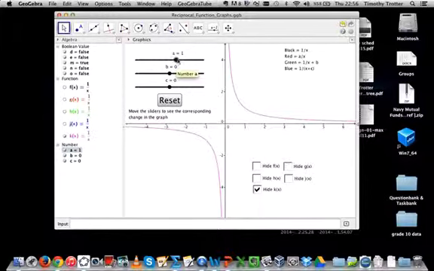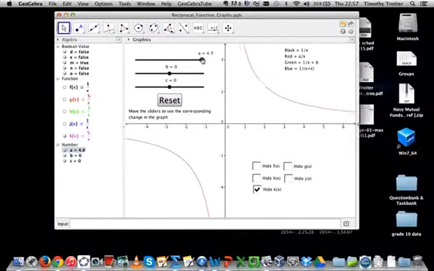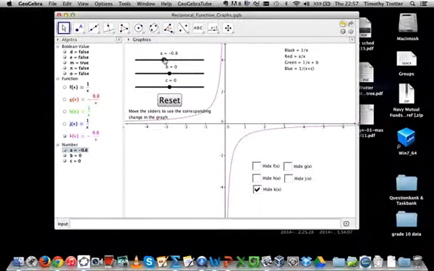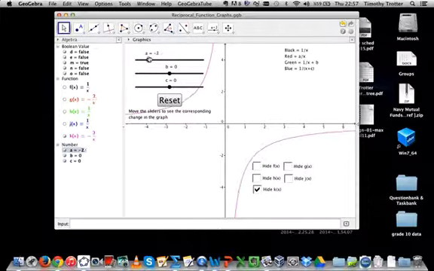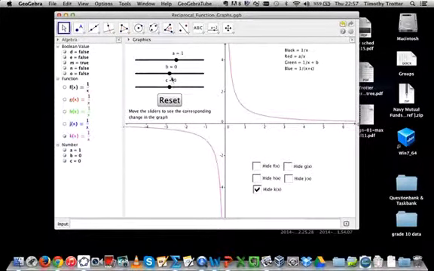You're supposed to play with it, move these sliders around. So if I have a here, and if I multiply the reciprocal function by a, what happens to the graph as a gets bigger and bigger and bigger? The graph moves further away. What happens when a becomes negative? It actually flips over to the other quadrants, and as it gets smaller and smaller and smaller, it moves further away. What does b do?